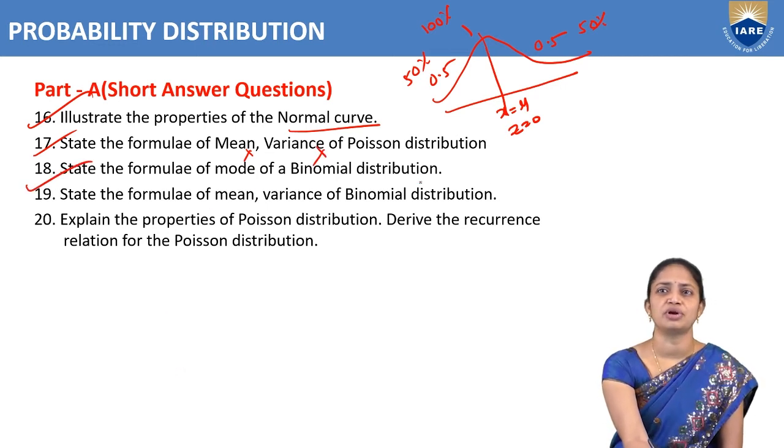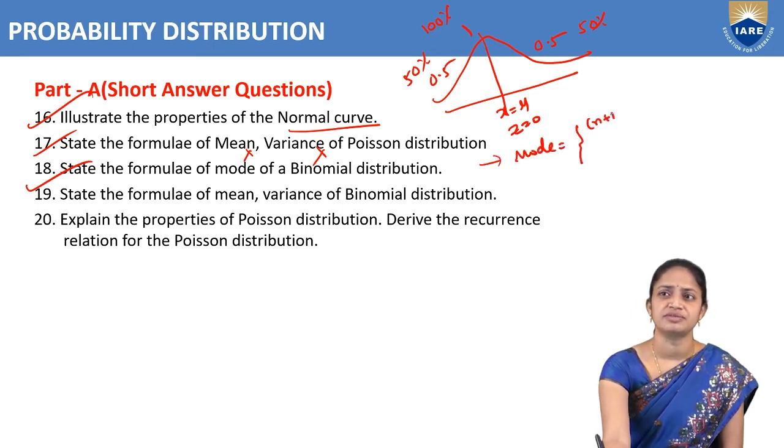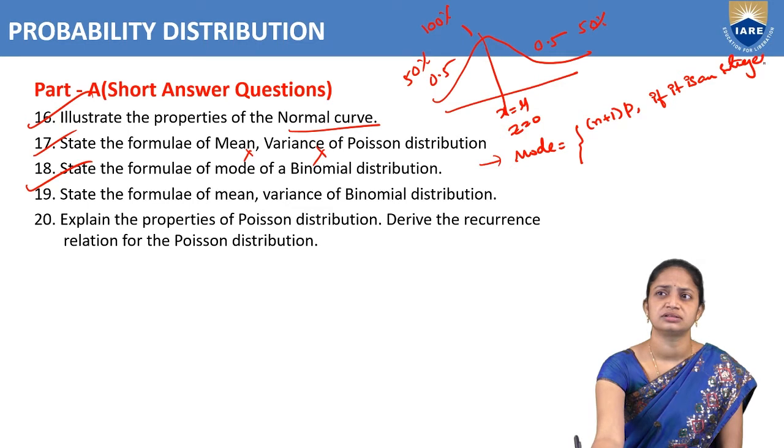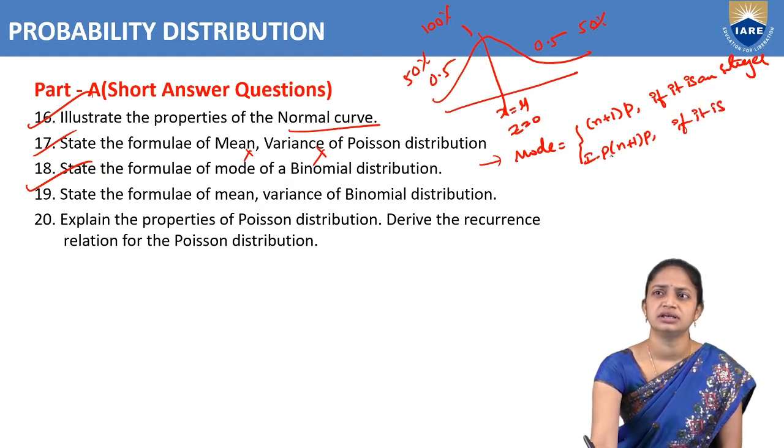State the formula for the mode of the binomial distribution. The mode of the binomial distribution is n plus 1 into p, if it is an integer. If it is not an integer, the mode is the integral part of n plus 1 into p.